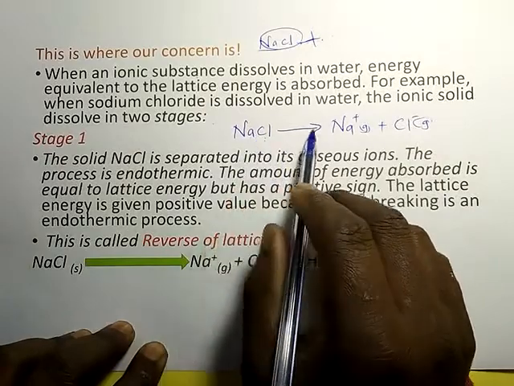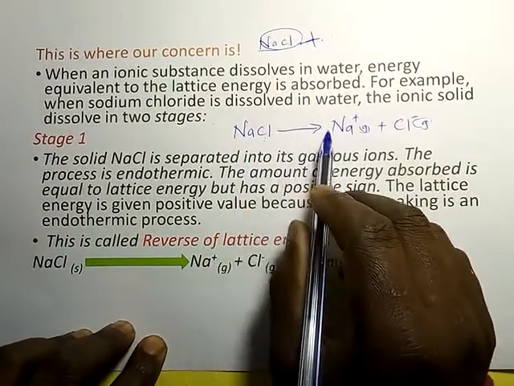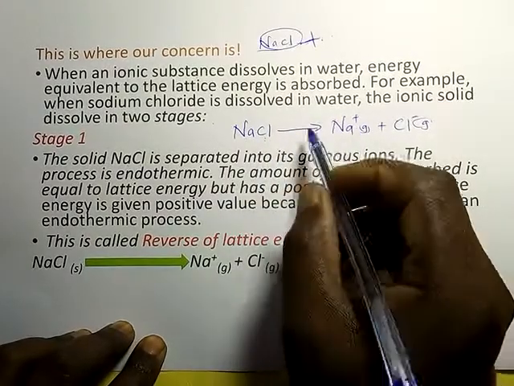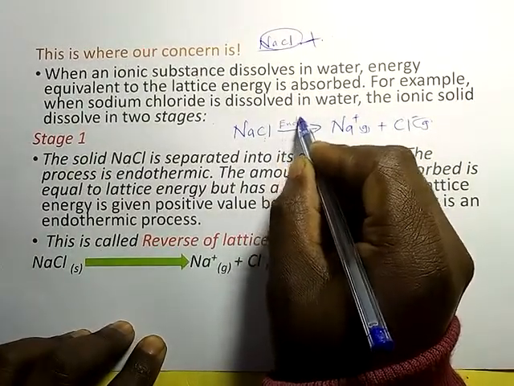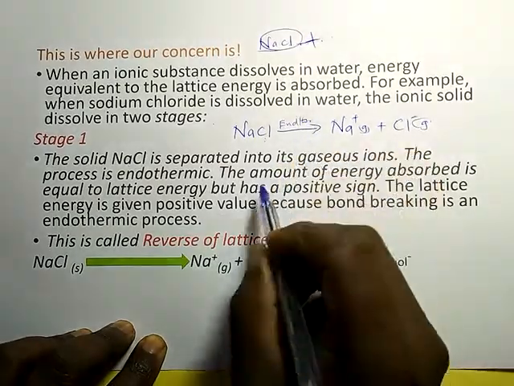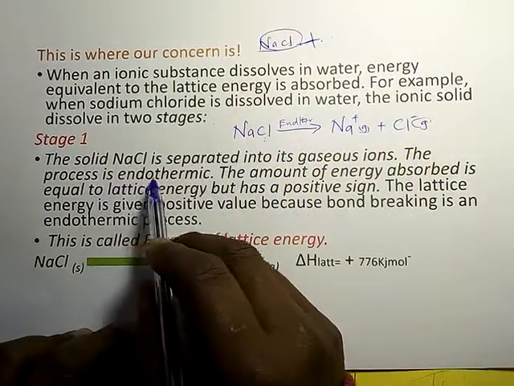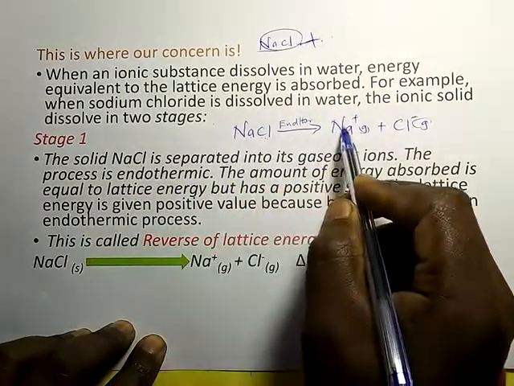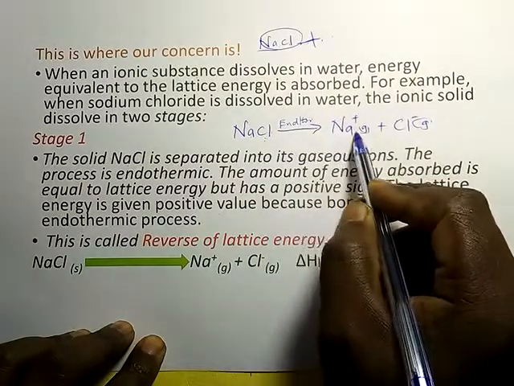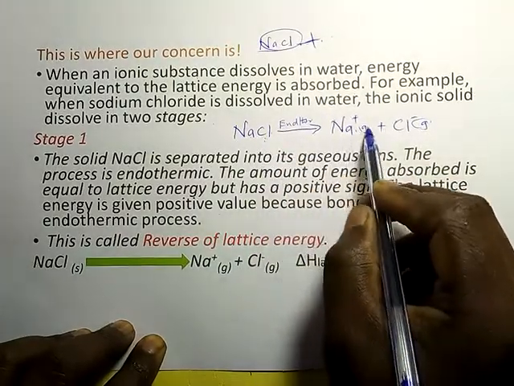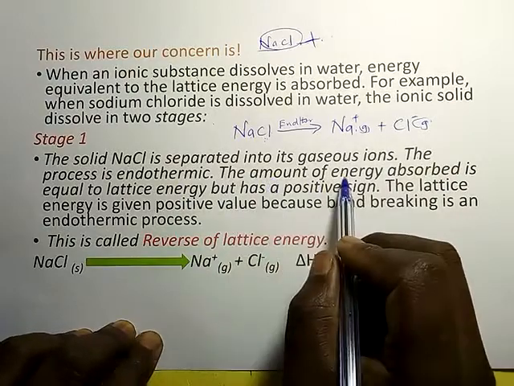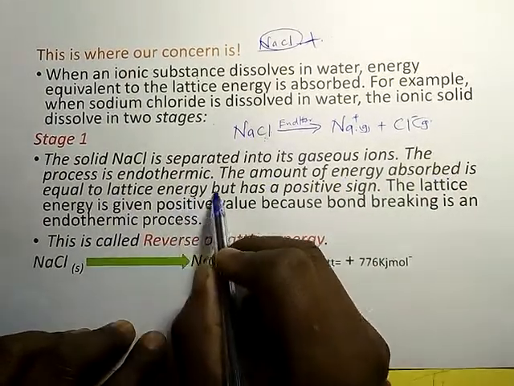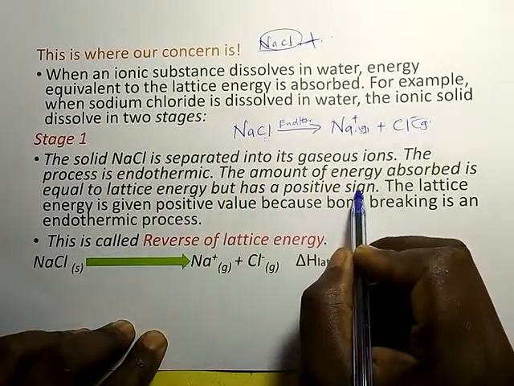So if bonds are broken, is that process endothermic or exothermic? Bond breaking is endothermic. The process is endothermic because we are breaking the bonds. Sodium chloride is breaking to form sodium ions and chloride ions, so the bonds are broken. Therefore, the process is endothermic. The amount of energy absorbed is equal to lattice energy, but has a positive sign.